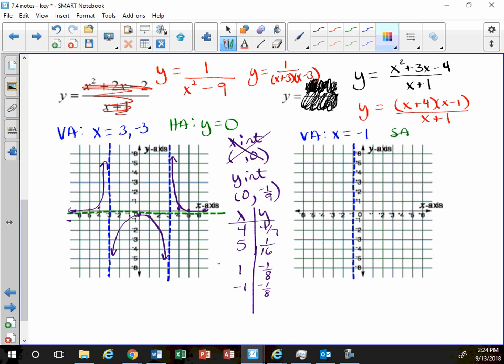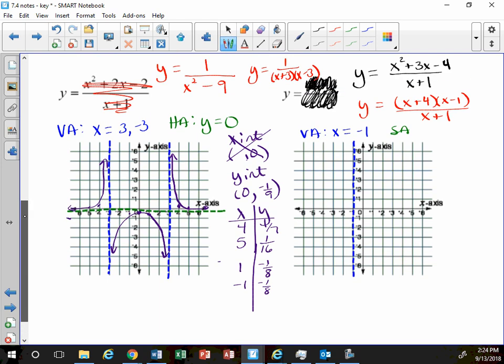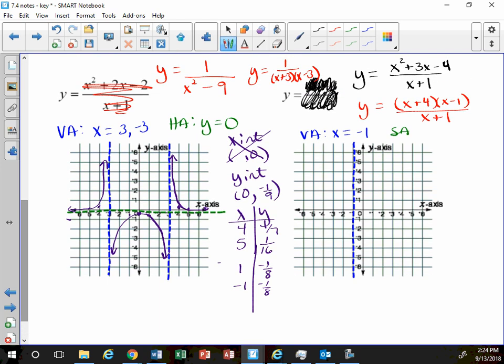So I'm going to go down below here and actually divide. I'll go back to the unfactored one. So if I've got x squared plus 3x minus 4 over x plus 1, can I do synthetic division? Yes. Would you like to do synthetic division instead of long division? Yes. So -1 out there, my coefficients are 1, 3, -4.